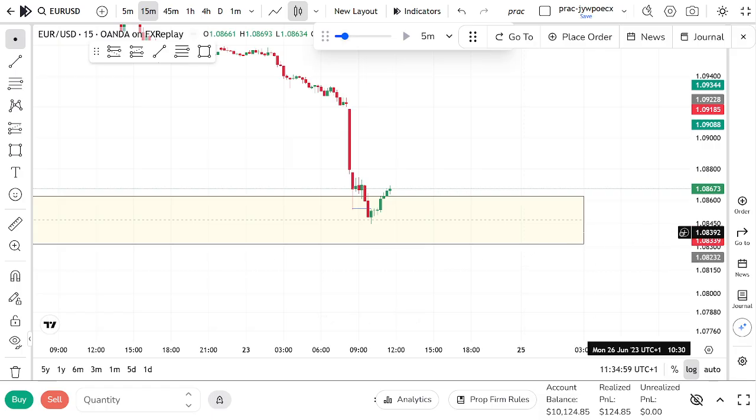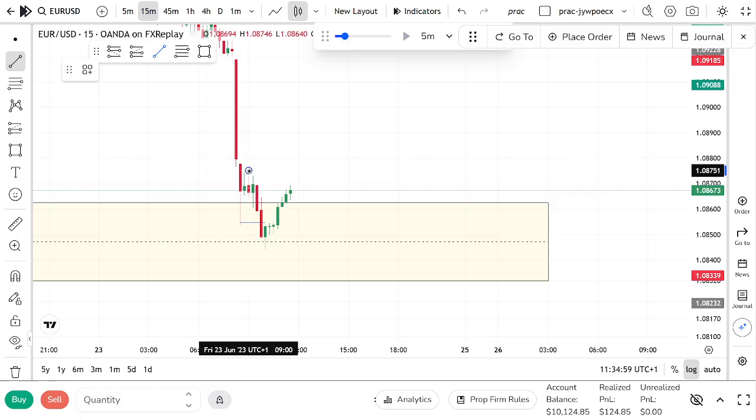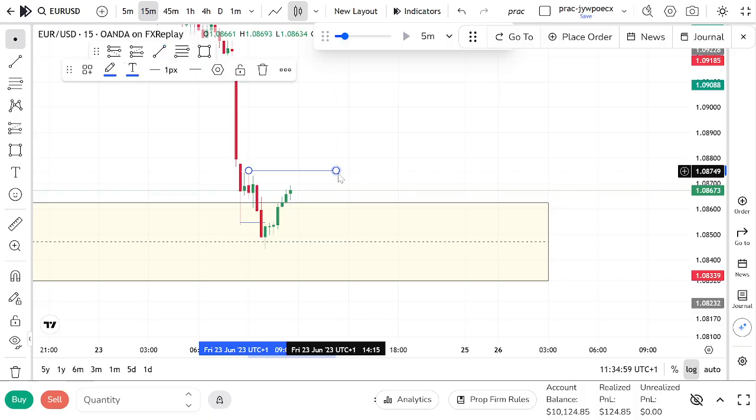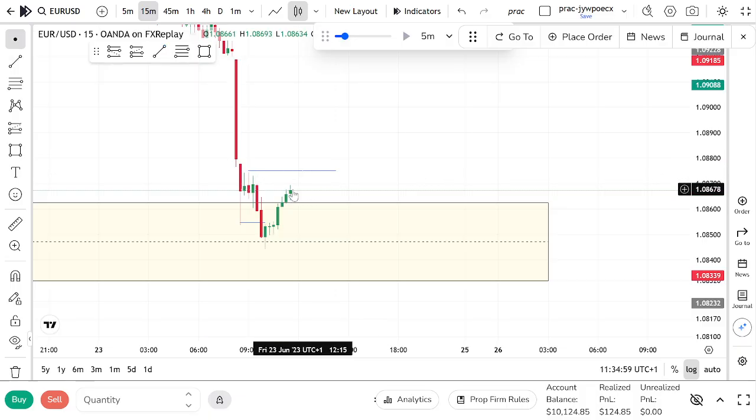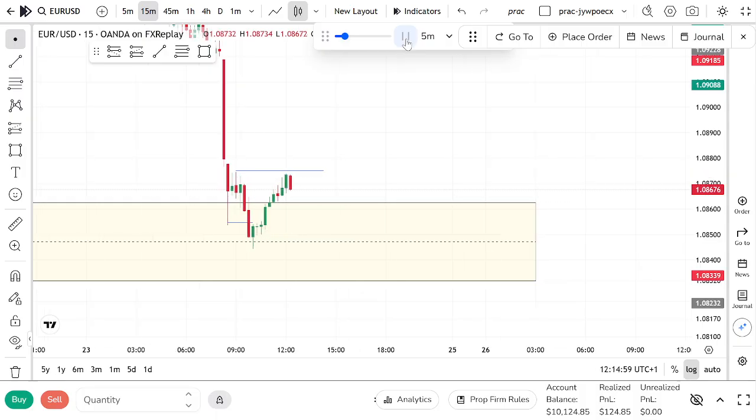So what are we waiting for now? We're waiting for a change in state of delivery. And how do we get a change in state of delivery? We wait for price to break above this level. When price breaks above this level, then we look for a demand zone we can take the buys from. That is our confirmation entry.